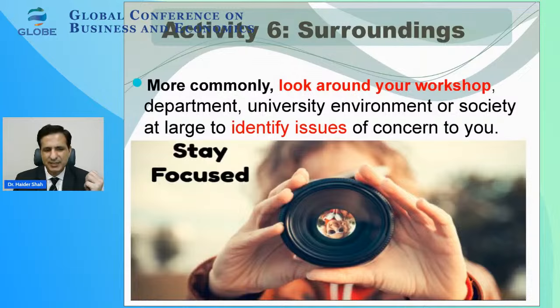The sixth is the surrounding. More commonly, look around your workshop, department, university, environment, and society at large to identify the issues that concern you. As we mentioned before, you need to come up with any research problem which you have observed critically. You can come up with any kind of issue, and then you can start working on it.